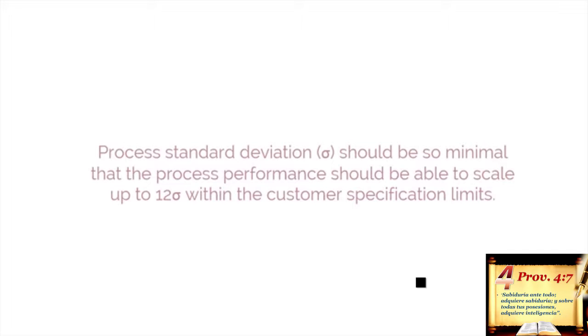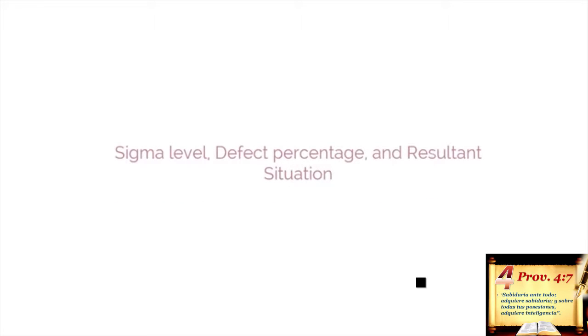Process standard deviation, sigma, should be so minimal that the process performance should be able to scale up to 12 sigma, 6 sigma each on either side of the origin on the x-axis, within the customer specification limits. Let's take a look at a table illustrating the sigma level, defect percentage, and resultant situation for different industries.